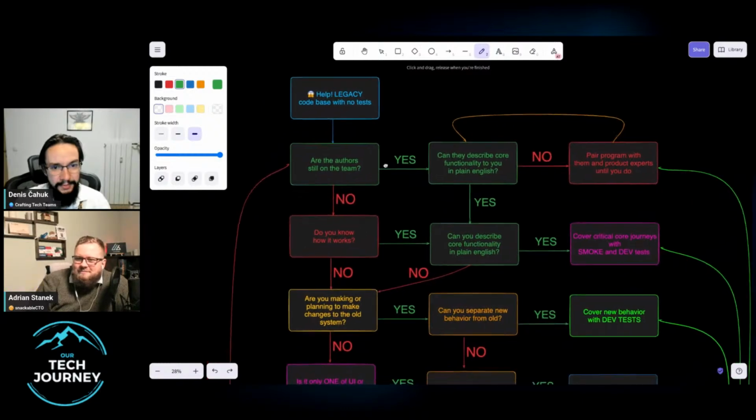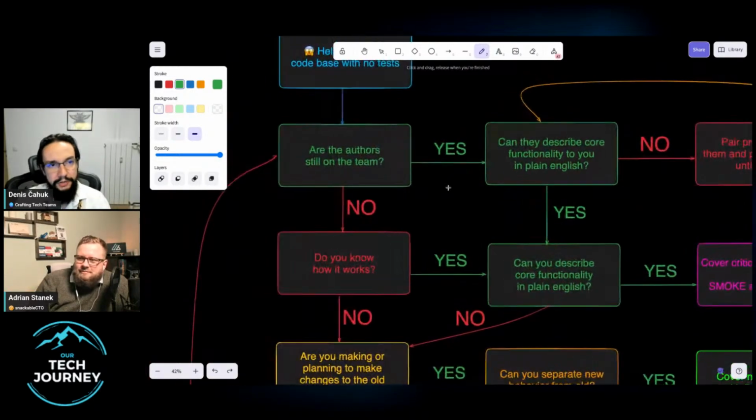Exactly. Now there's another case. Maybe the authors are not with the team anymore. Usually when I coach teams, it's scale-ups. The code base is 5 years old, 6 years old. The original team has left the company. Do you know how it works? So obviously it works.